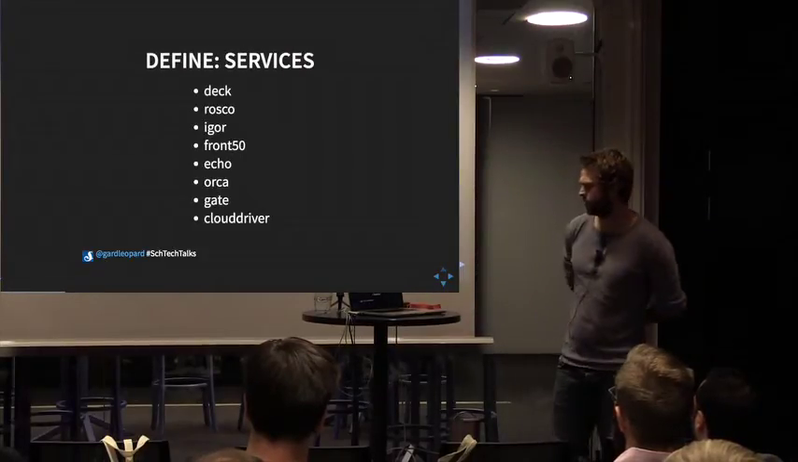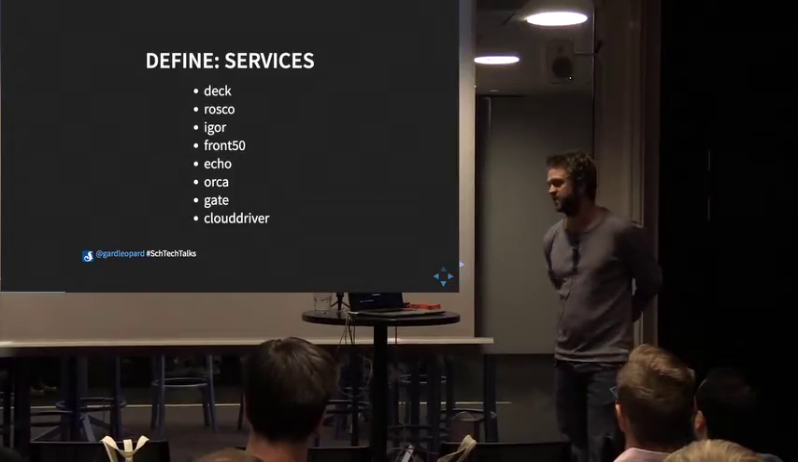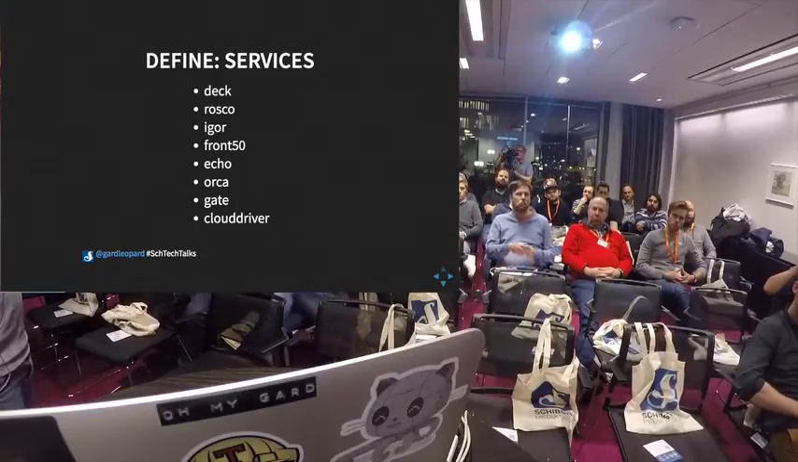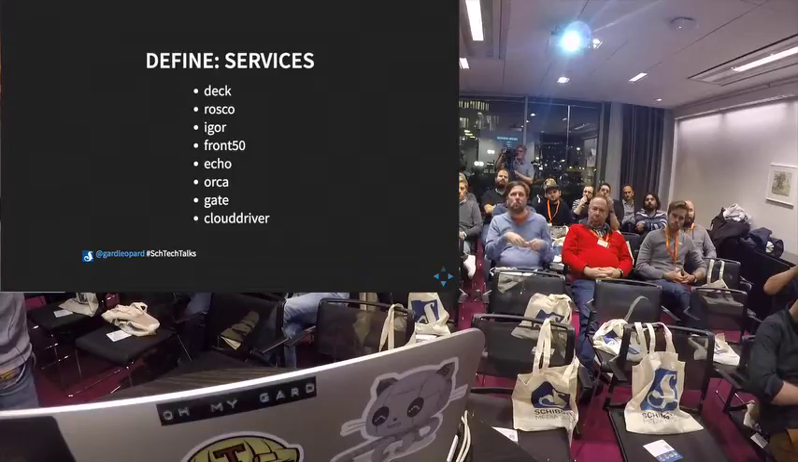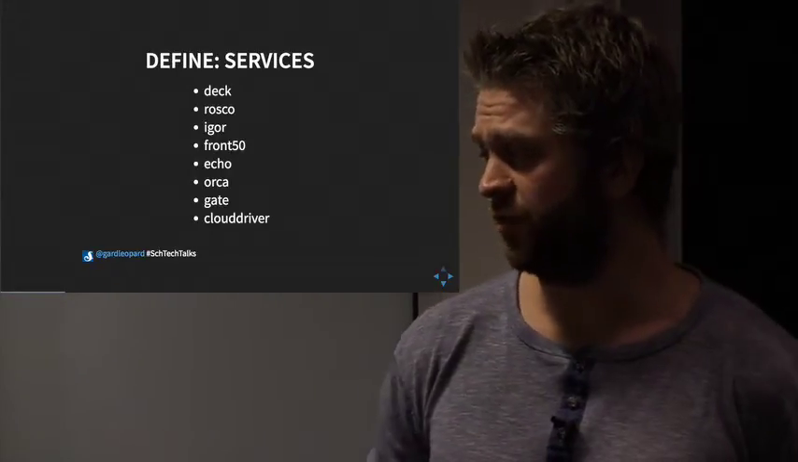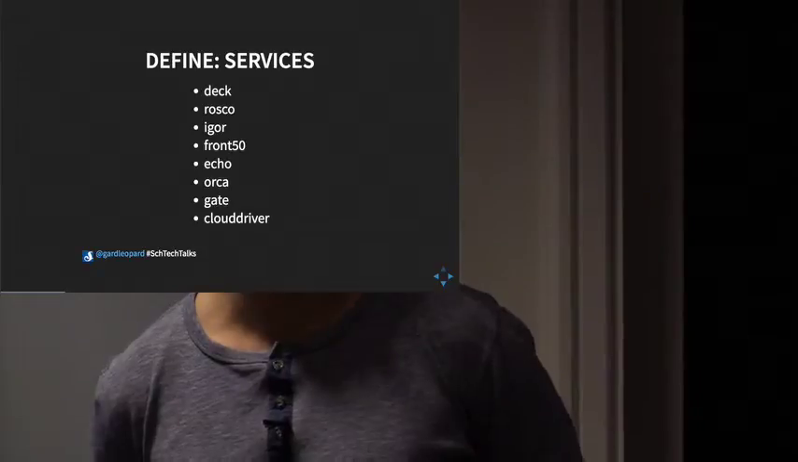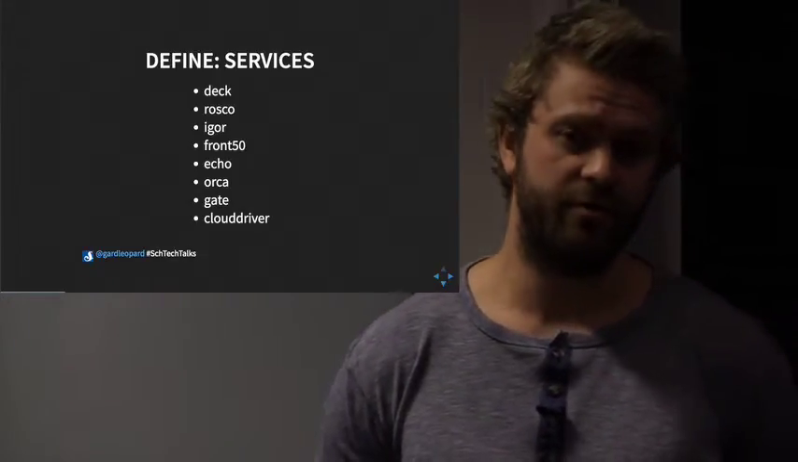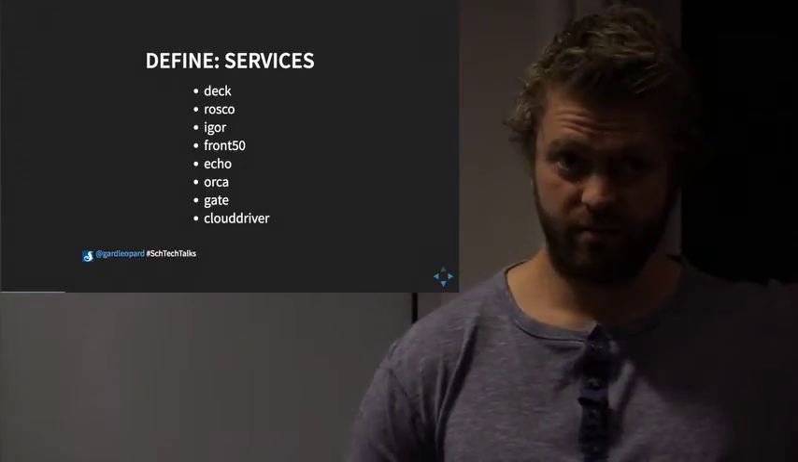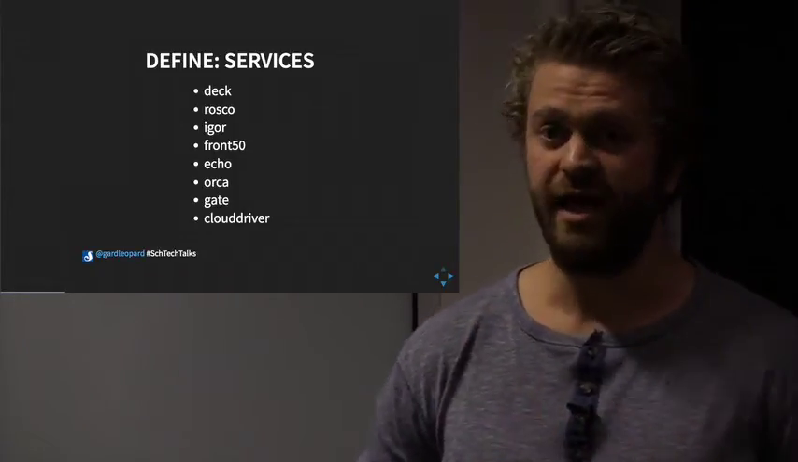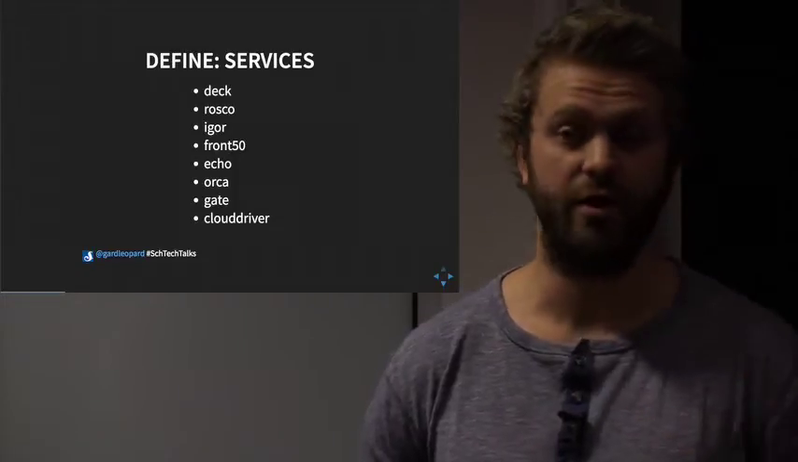So Spinnaker is a platform, and it consists of several services. In our setup, we have 8 of the services running, and there are more services, but these are the ones we are running. Deck is the front end. It's a thin web application just served by Apache. And Gate is the aggregated API in Spinnaker. You have the thin front-end layer, and everything you do is talking with Gate, which directs the calls to the other components within Spinnaker.